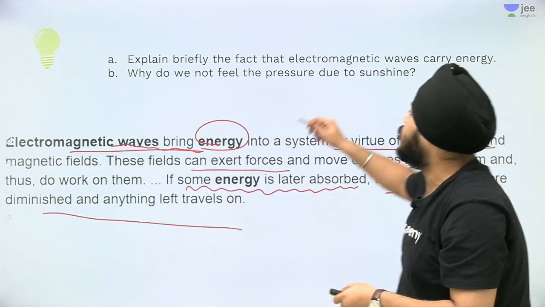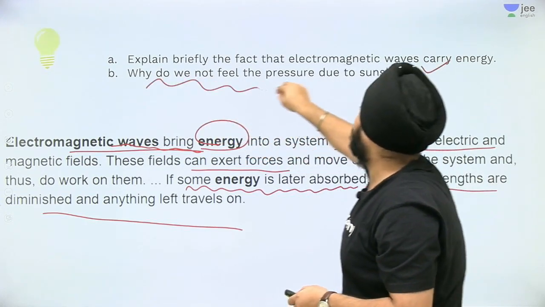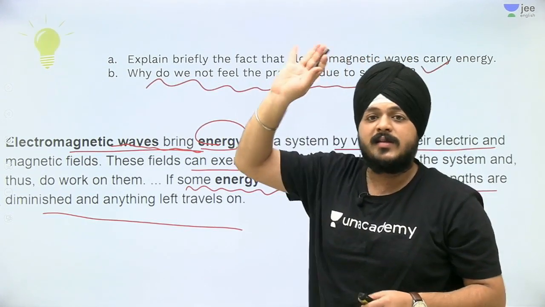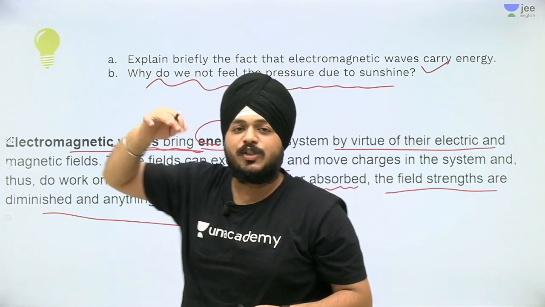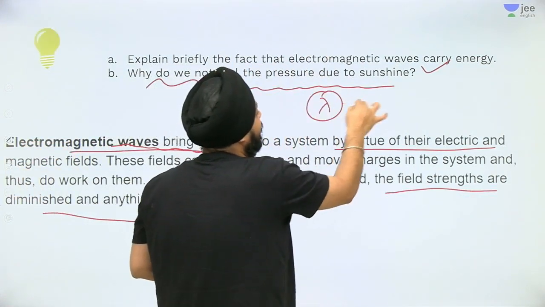So this is our explanation, right? Okay, this is our explanation. Now why do we not feel the pressure due to the sunshine? If I'm talking about sunshine, then that light is of a specific wavelength lambda, right?